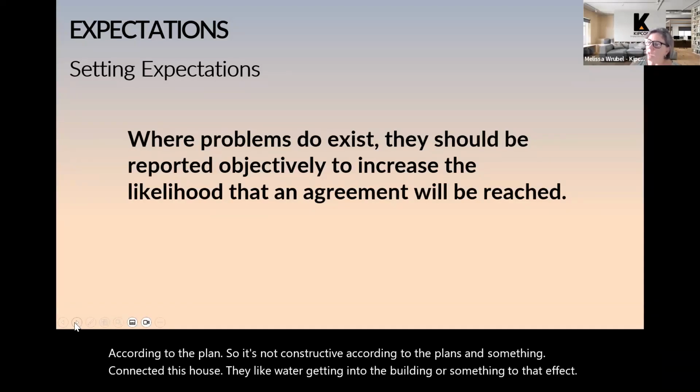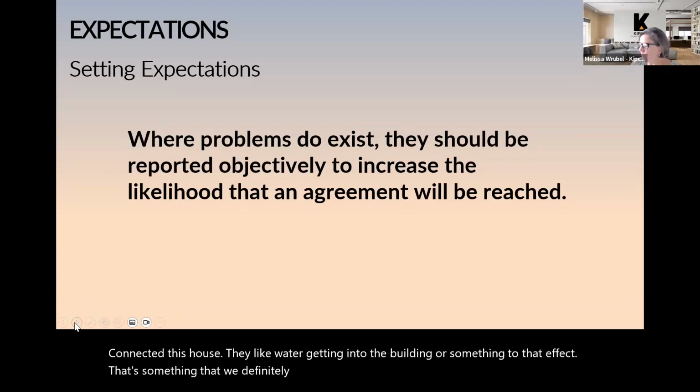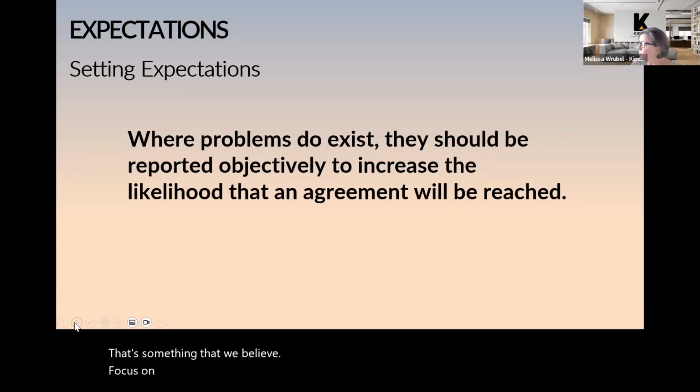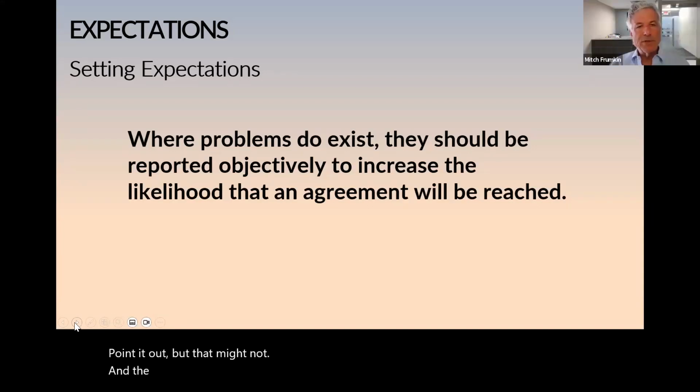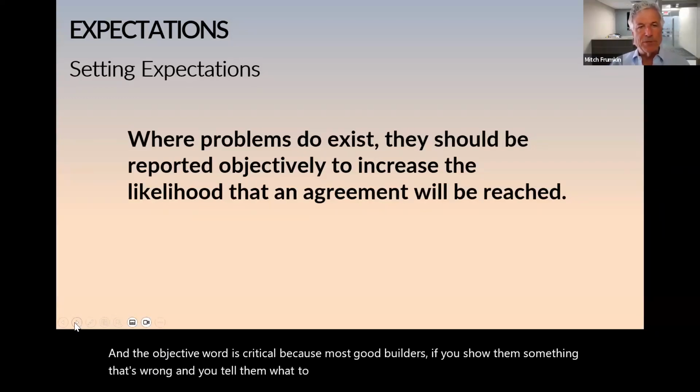that's something that we would definitely focus on in a transition study. But if there is a replacement in kind of a material and it's performing reasonably the same, that might not be something that we would focus on very, very intensely. And the word objective is critical because most good builders, if you show them something that's wrong and you tell them what the standard is and you're objective about it, will fix it or do something.